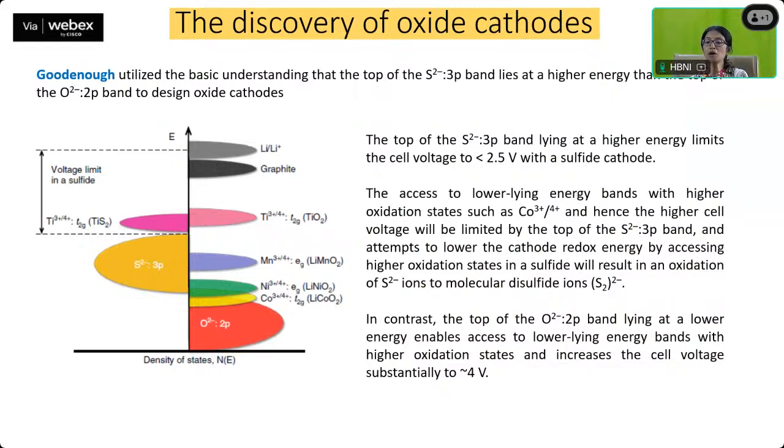In contrast to that, the top of the O2 minus 2p band lies at a lower energy, which enables access to lower lying energy bands with higher oxidation states, and it increases the cell voltage substantially to 4 volt. So that is why on the left hand side, the voltage is around 2.5 volt, whereas when you go to cobalt oxide, that is lithium cobalt oxide, this energy gap, this voltage, goes right up to around 4 volts. And if the voltage is increasing, then automatically the energy density of your battery is increasing.